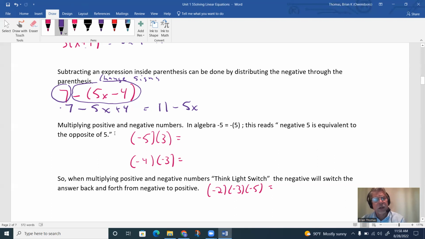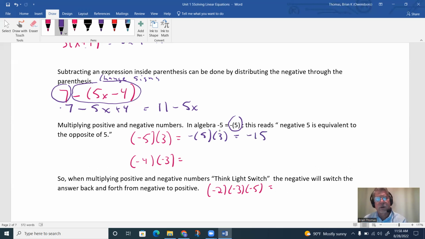Another thing we want to talk about is multiplying positive and negative numbers. In algebra, the left side reads as negative 5, then the equal sign means is equivalent to, and the right-hand side represents the opposite of 5. These two sides are interchangeable. When it comes to multiplication, it's easier to look at it from this perspective. When I have a negative 5 times a 3, we pull the negative out and call it the opposite of 5 times 3, since those are interchangeable. So we multiply the 5 times the 3 and then come back and take the opposite of 15, which turns into a negative 15.